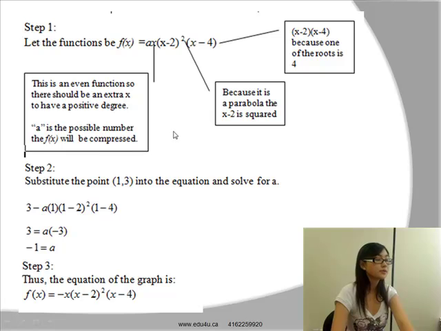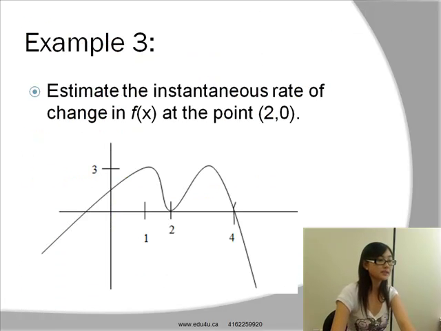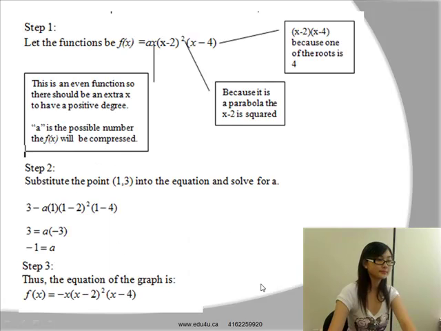It's an even function, so there should be an extra x to have an even degree. A is a possible number that compresses or expands the graph, and we'll try to find out what A is. I say it's an even function because both ends of the graph went in the same direction, and that's they went to negative infinity of y.